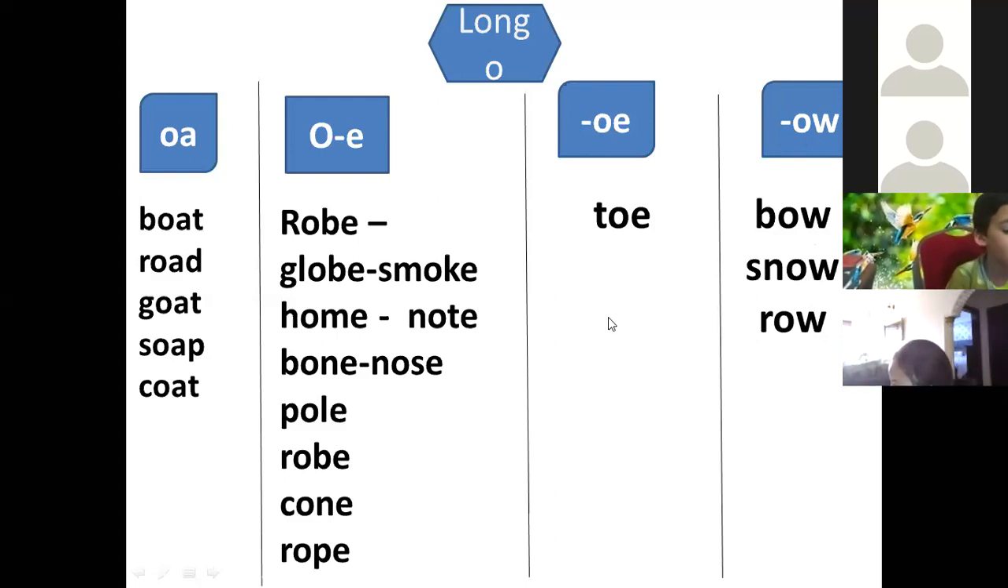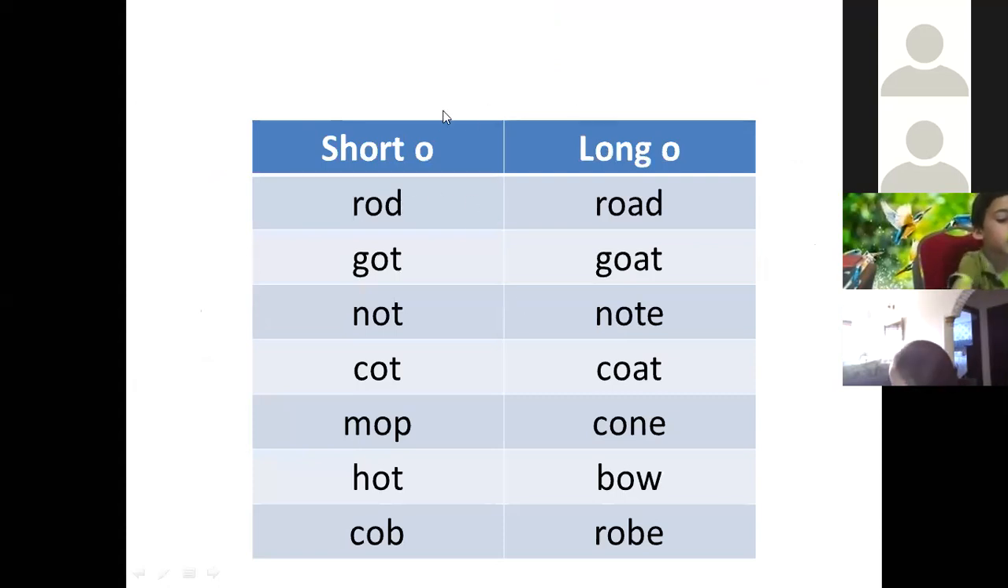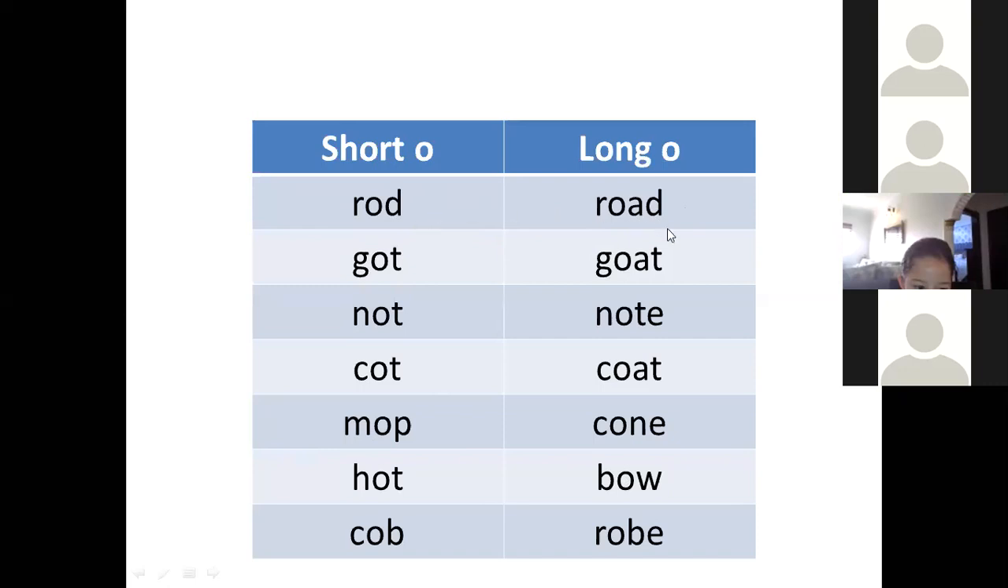Okay, KG, now let's see the difference between the short and the long. We said that if we have just one vowel, it will be with a short sound. If we have two vowels, it will be a long sound. Ziad, can you read with me here? This is just one vowel, so it's a short O. Rod. And this is road. Short O, long O. Rod, road.